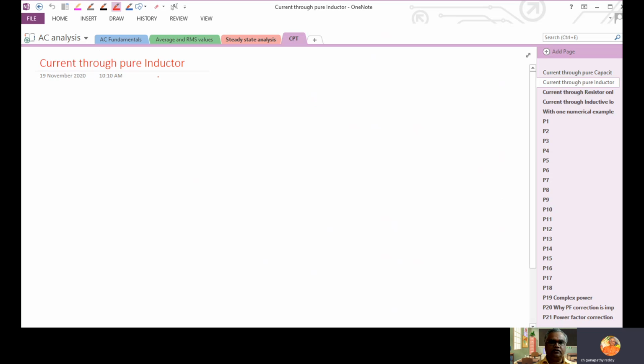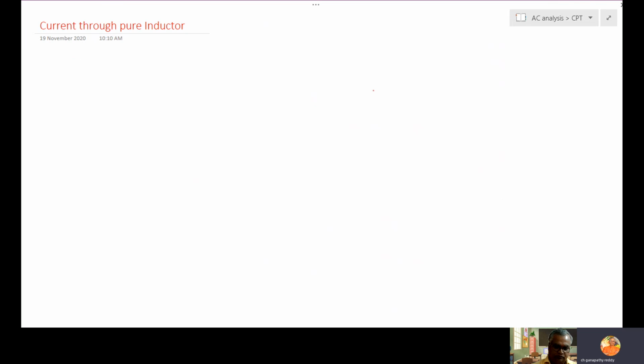Same way, current through a pure inductor. Current through a pure inductor: current, voltage, power, energy, everything we are analyzing.